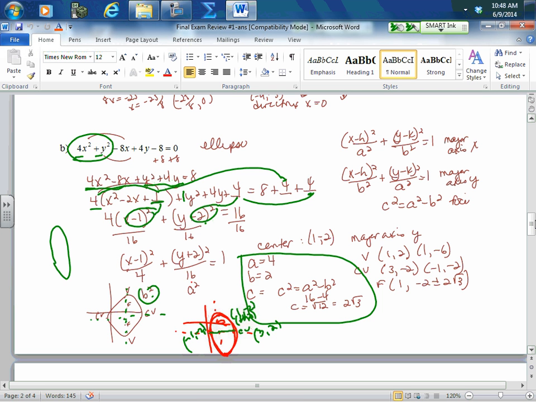Your co-vertices are on your minor axis. Whichever one is the longer axis is your major. That's the plus or minus A. Whatever one's on your minor axis, that's the plus or minus B. And the C is off your major axis, plus or minus C. Try to get a better grip from graphing than from memorizing the formulas. Good?